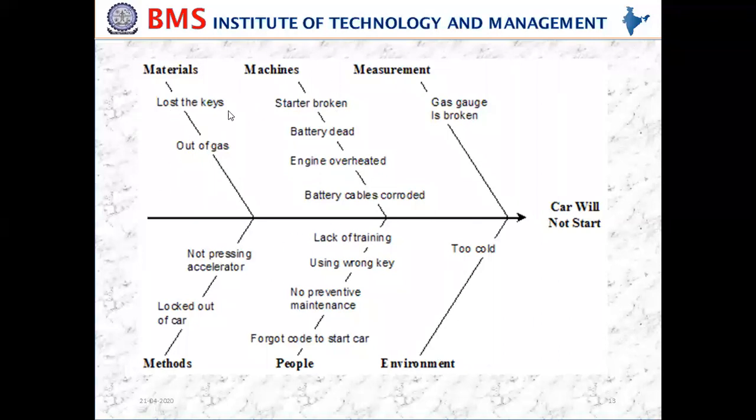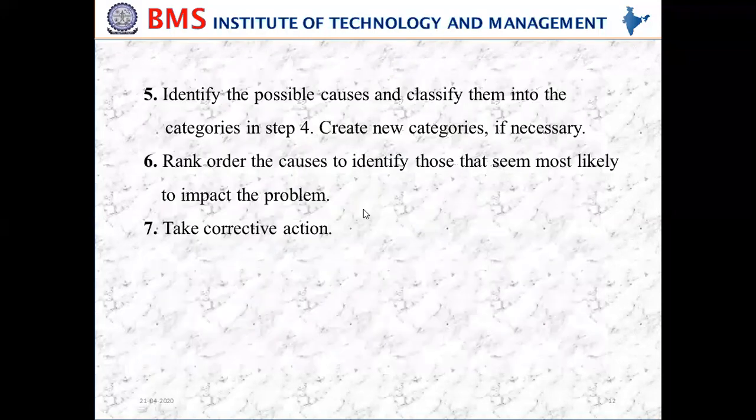So under this we need to find out which cause gives more impact on this particular effect. So that has to be ranked and then we take the corrective action. That is the sixth step which we have discussed: rank the order of the causes to identify those that seem most likely to impact the problem.